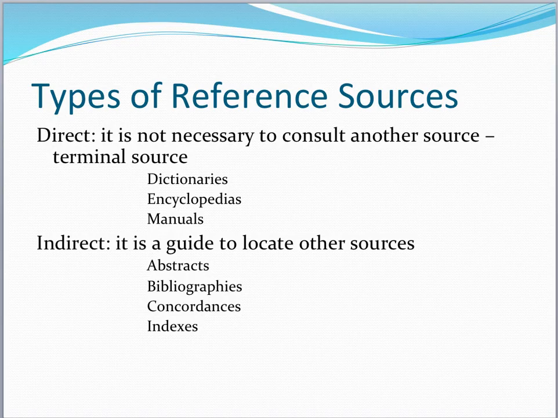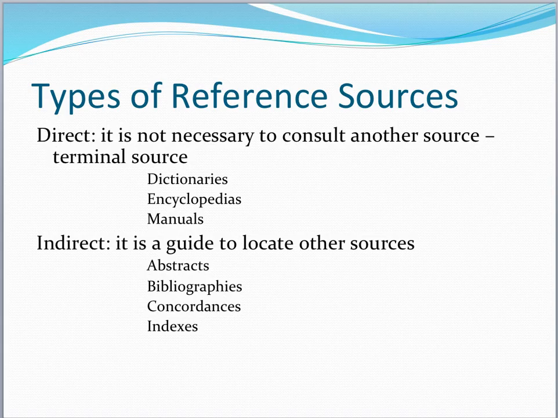Types of reference sources, and this is very, very important. Direct. It is not necessary to consult another source. It is a terminal source. Direct and terminal source here are synonyms. For example, if you consult a dictionary or an encyclopedia or a manual, it doesn't point you to another source. It might, because you may go to the reference list. But in general, if you're doing a reference transaction, you're supposed to end there. Of course, if the information seeker needs more information, then you have to go to other sources. But then what it means is this is not a regular general transaction, but it may be more like a research reference transaction.